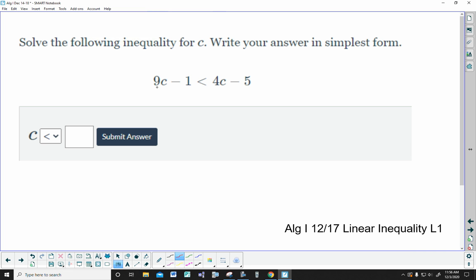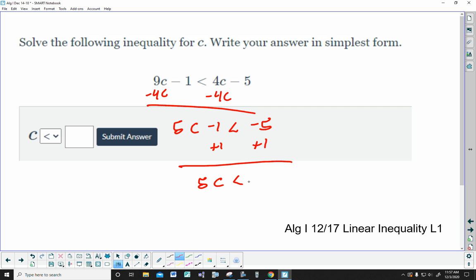So with that idea, if I move by subtracting the 9c to the other side, I'm going to end up with a negative. Again, I'm trying to avoid that. So I'm going to subtract 4c. So I get 5c minus 1 is less than negative 5. Add the 1 to both sides. 5c is less than negative 4. Did I do it wrong? No. Again, we're going to get fractions. I was just guessing you guys were going to get whole numbers. So c is less than negative 4/5.